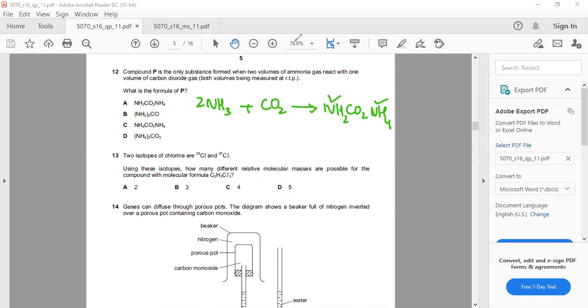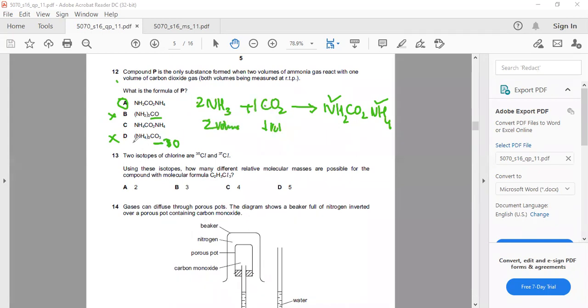Like this. Check two nitrogen, six hydrogen, one carbon, two oxygen. It seems correct. Why B is wrong? Because it has one oxygen. Here two oxygen. They say there is no other product. So it will not be balanced. And why D is wrong? Because it has three oxygen. But here it is one oxygen. Two volume means two mole. One volume means one mole here.